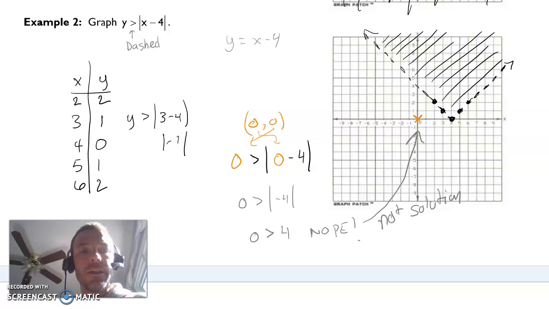And to be perfectly clear, you're welcome to check another point. Just choose a point in the area that you shaded in. So choose a point like, say, 4, 4. If I checked 4, 4, I get 4 minus 4 is 0. Is 4 greater than 0? The answer is yes. So that does make sense, and I know that I'm correct.